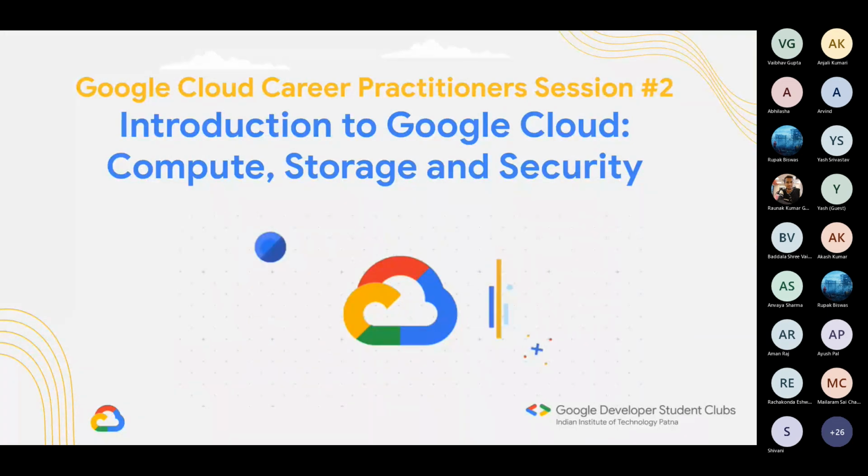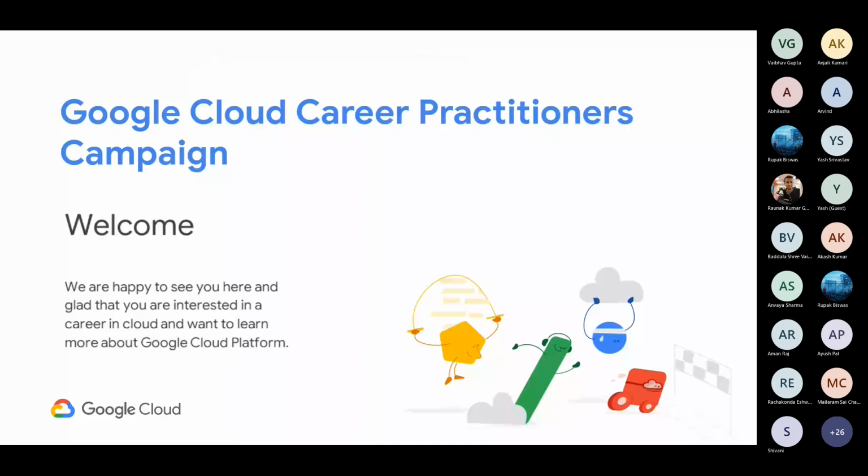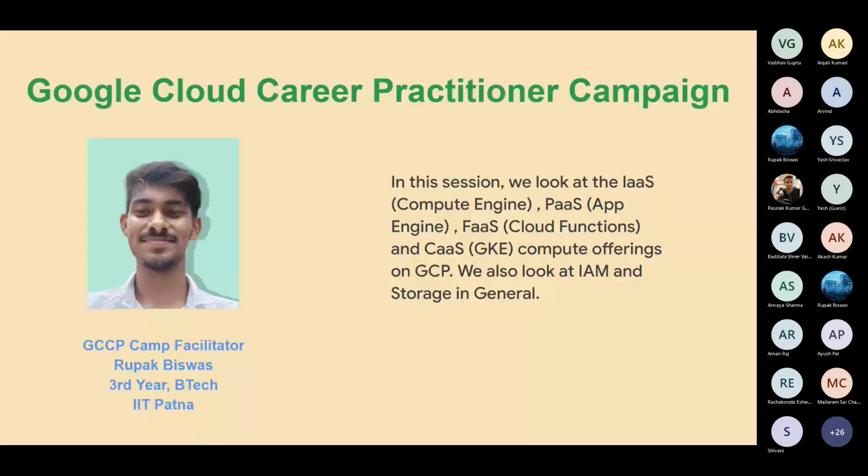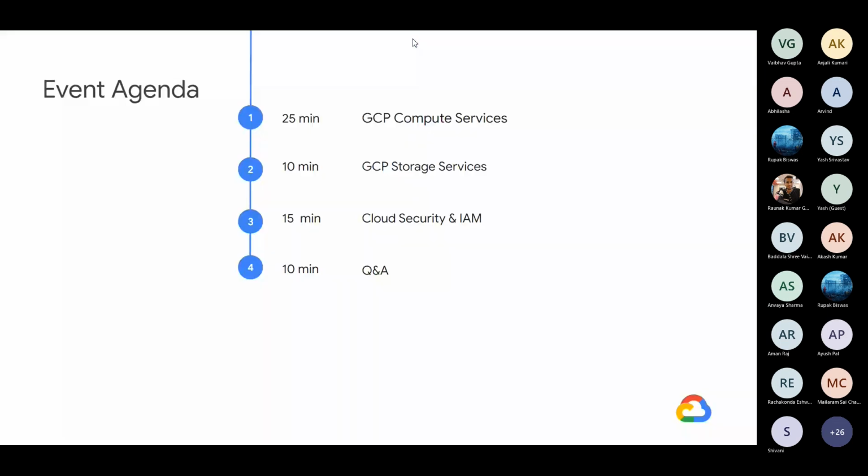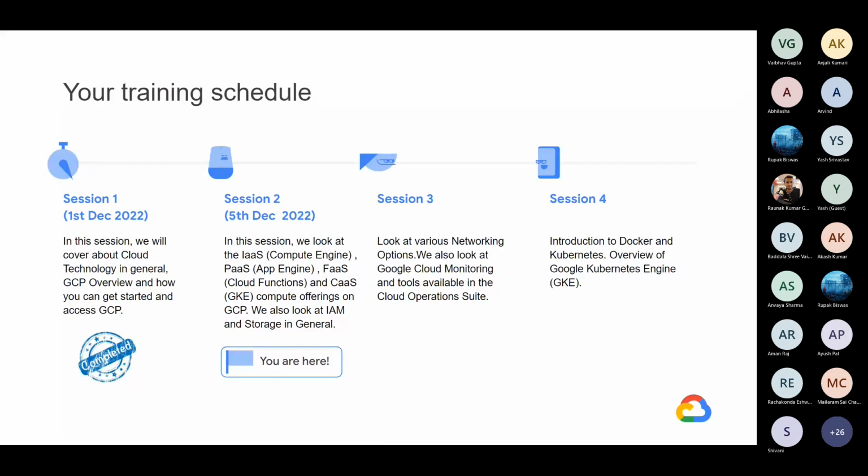And in this session, we'll be looking into IaaS, that is Compute Engine, PaaS, that is App Engine, Function as a Service, and we'll be looking into some database and security also. In the last session, we had a basic overview of what these terminologies mean, like IaaS or Function as a Service. I hope you will get a more brief overview of these terms in this session.